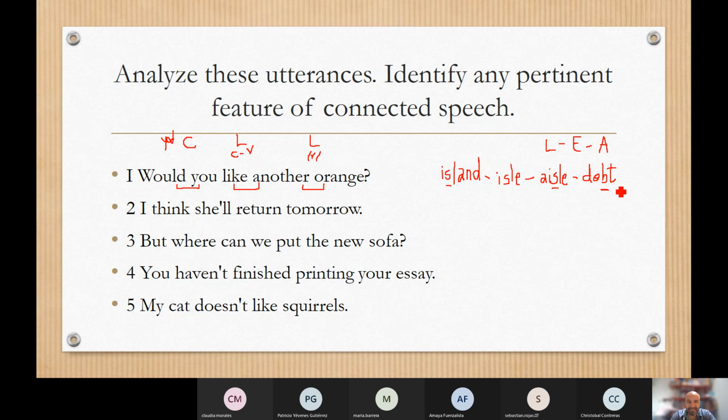They were elided. So yes, we can say that in the case of would, there is an elision, just like in the verb like, there is an elision of the last vowel sound. So it's not likey, it's like. So yes, absolutely.